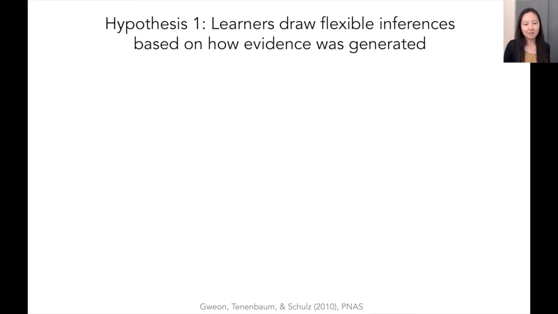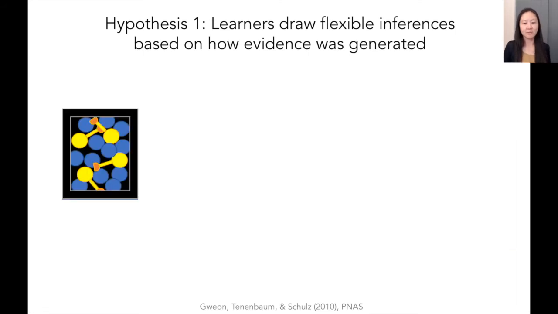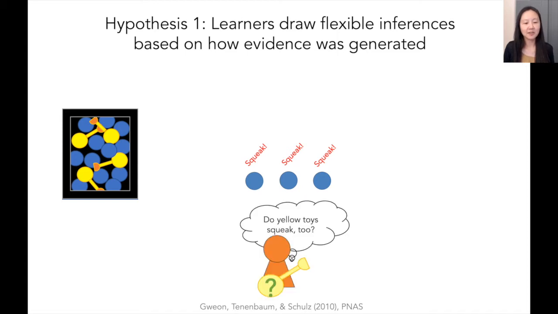So imagine a box that looks like this, with many blue toys, just a few yellow toys. I might reach inside the box, draw this blue toy, squeeze the toy, which makes a funny squeak sound. I do it again, I do it again. And the question for the learner is whether the yellow toy squeaks too. So I didn't do anything with the yellow toy, so what would you learn from these 3 blue toys?